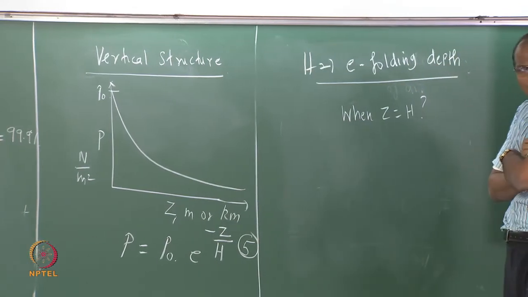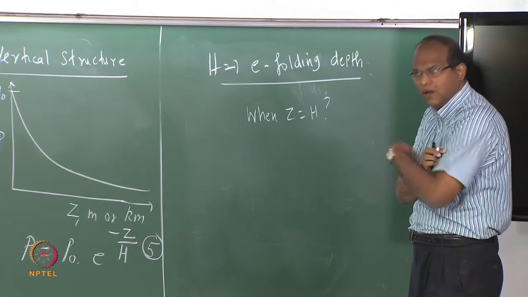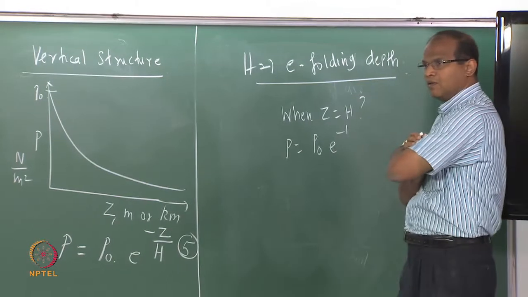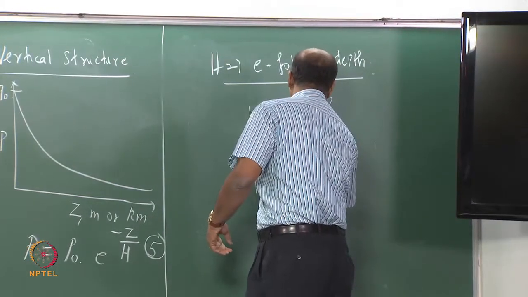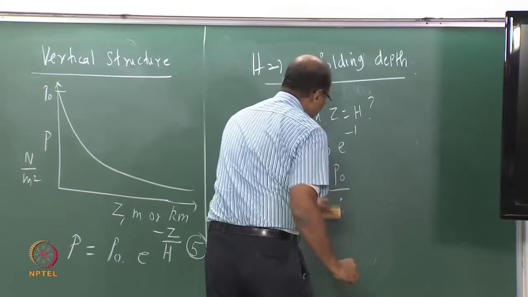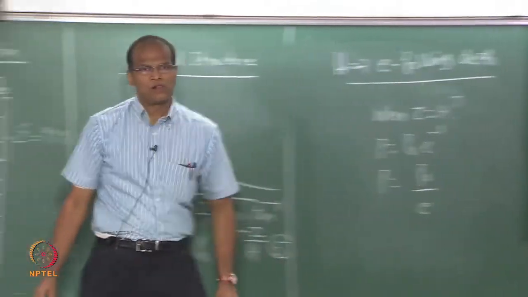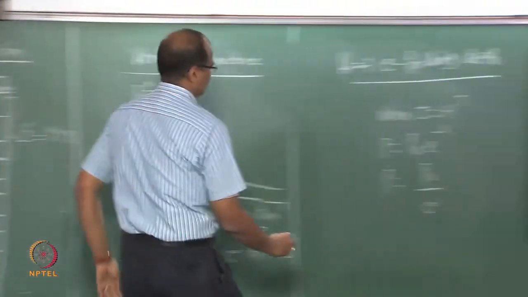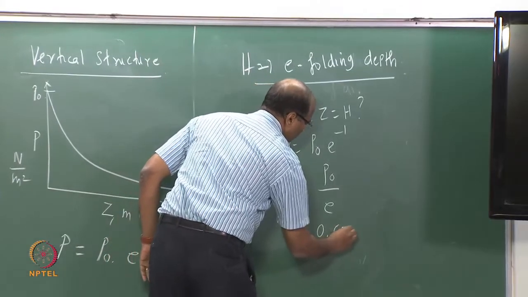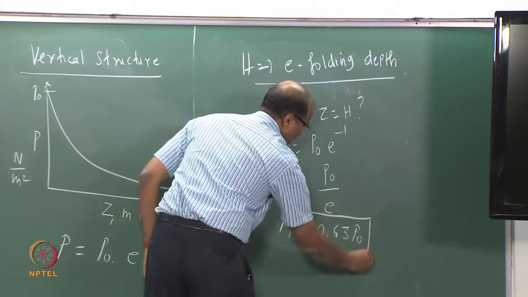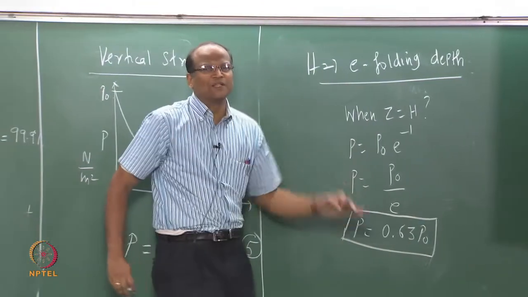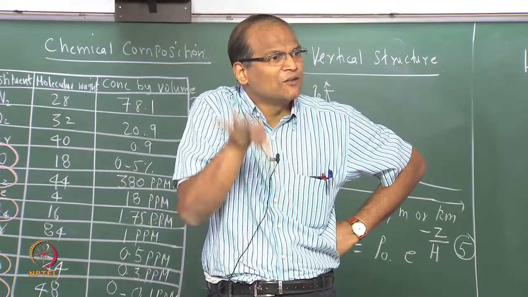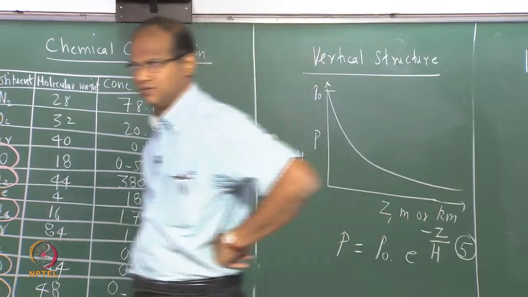When z equals H, what happens? P equals P naught times e to the power of minus 1. Please use your calculators and let me know what this value is. 0.63. So the e-folding depth is the depth, or the height, at which the atmospheric pressure reduces to 63% of the pressure at z equal to 0, or at the surface.